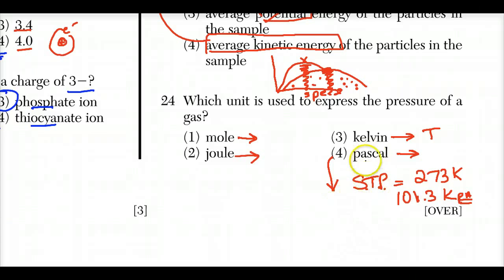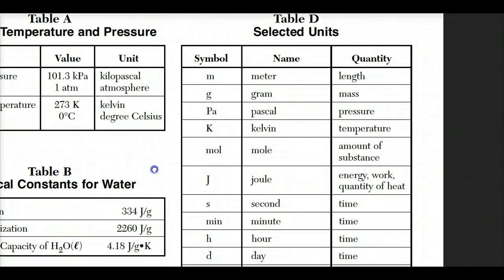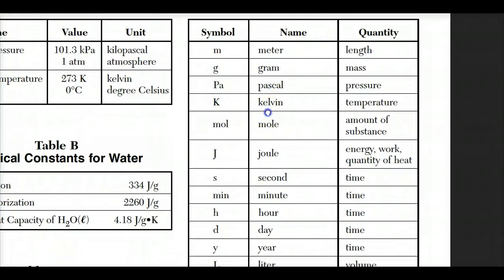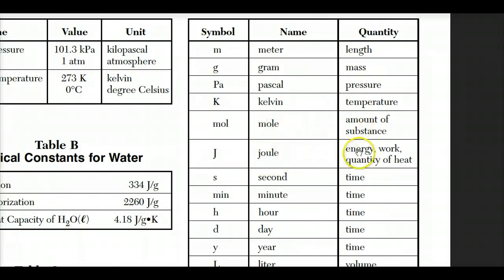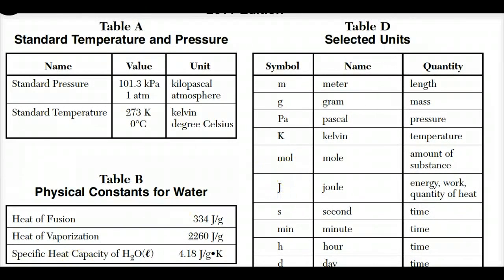But if you still did not know that, there's a table that's often forgotten about. Let's go there. There's a Selected Units table, and it gives you the type of quantity that a certain unit measures, and guess what? Pascal is pressure. So if you didn't know that, there's a little place there of units. Mole is amount of substance, joule is heat, all basically a straight reference table question.